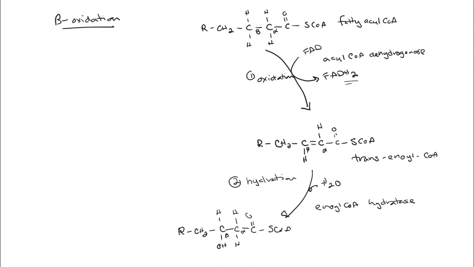This is now beta hydroxyacyl-CoA. And this absolutely makes sense because we've put a hydroxy group on the beta carbon, so beta hydroxyacyl-CoA makes sense. From here, the third step is our second oxidation, and what we're going to be doing is oxidizing the newly added hydroxyl group to a ketone. And this is going to be utilizing the enzyme hydroxyacyl-CoA dehydrogenase.